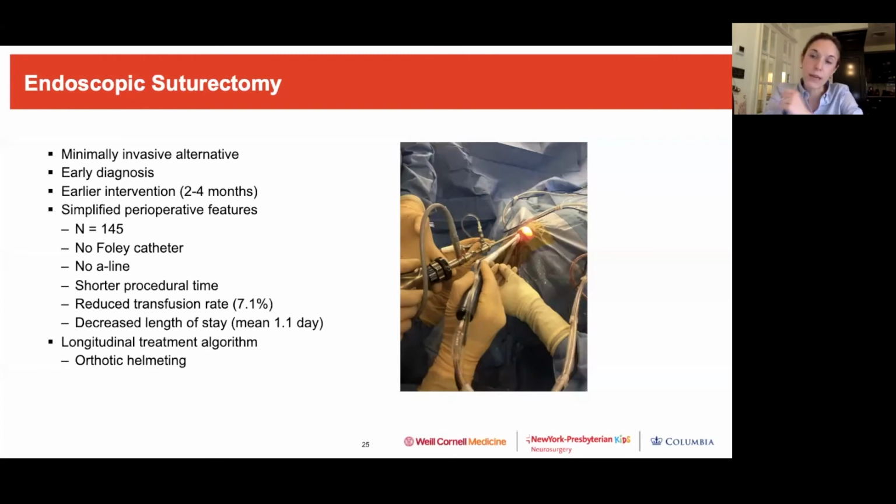Now, our vaults don't stay terribly long either. Children do really well, so they're only staying 2 or 3 days. But again, home the next morning is nicer for parents than staying 2 or 3 days. One of the differences here is that these children need orthotic helmeting for about 6 to 8 months after.